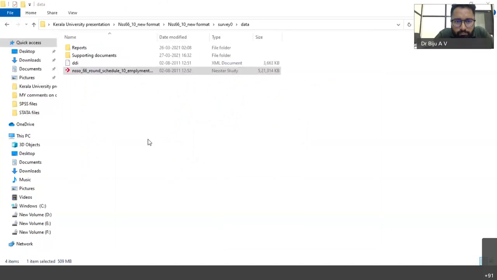Is it visible, the Nsso file? Yes, sir. It's visible. What is there on the left side? That document description, metadata presentation, then study description.